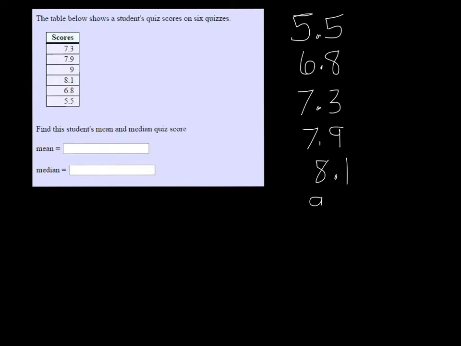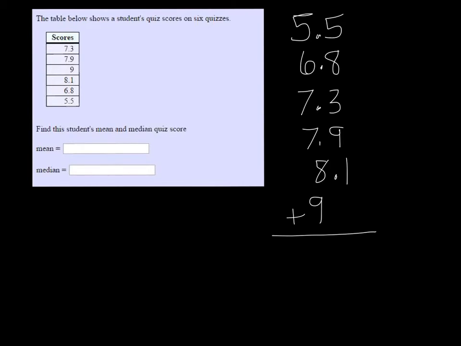All right, the mean is just the average, so we add them all up and then we divide by 6. So I'm going to add them up, but I'm going to write them in order from least to greatest. And the reason I'm going to do this is because I need to know the order of them in order to find the median. So this will sort of take care of 2 things in one swoop. So writing them in order like so. All right, and then add them all up.